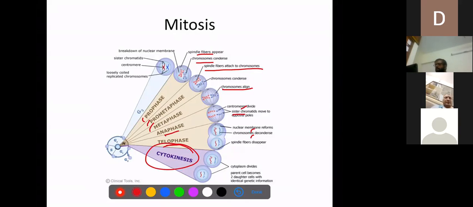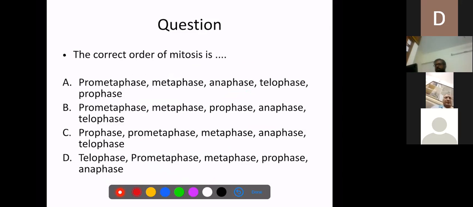The division occurring in prophase, prometaphase, metaphase, anaphase, and telophase is the nuclear division. And at last, once the nuclear division is complete, the parent cell divides completely by dividing the cytoplasm into two daughter cells with exactly identical genetic information. The correct order of mitosis is, I have not framed this question. This is a question from the DeVita review. Anyone can answer?